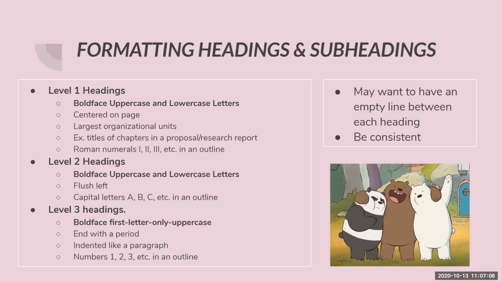So level 1 headings would be boldface, uppercase and lowercase letters, as it says in the words level 1 headings. They should be centered on the page and be the largest organizational units. Examples of these would be titles of chapters in a proposal or research report. They should also be Roman numerals 1, 2, 3, etc. in an outline. Level 2 headings, on the other hand, would be boldface, uppercase and lowercase letters, but they would be flush left. And in an outline, they would be capital letters A, B, and C.